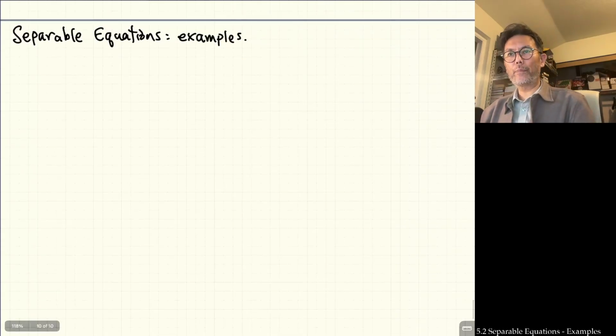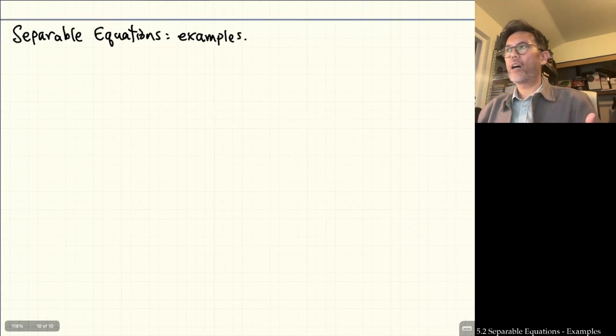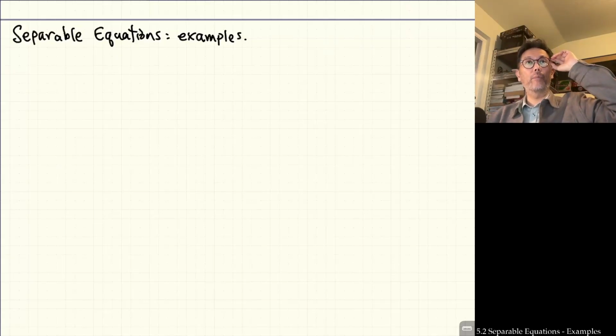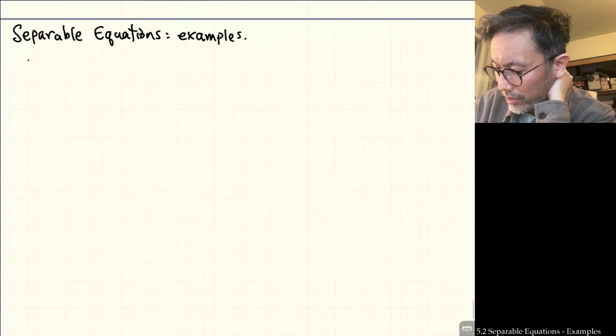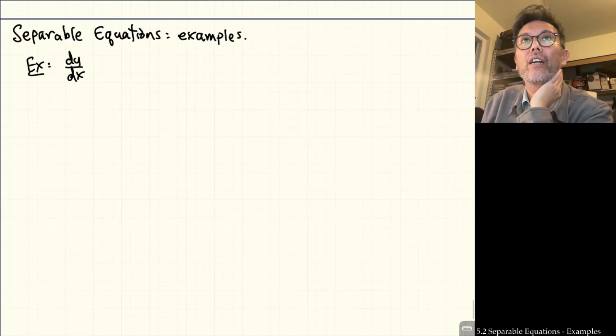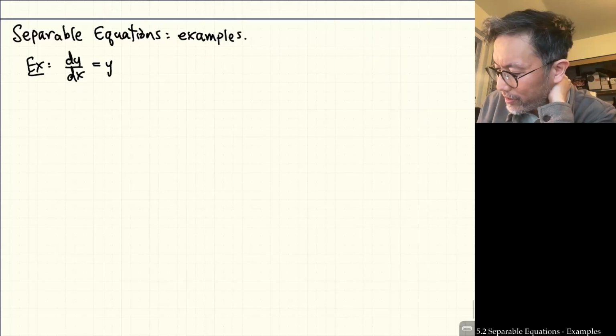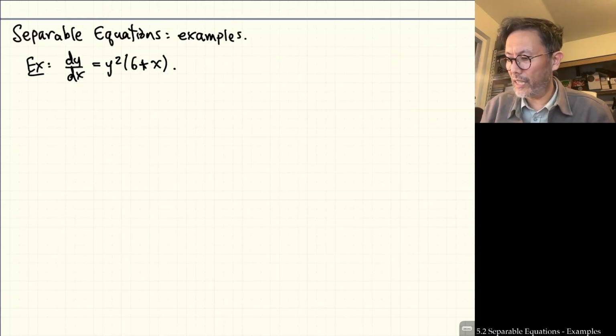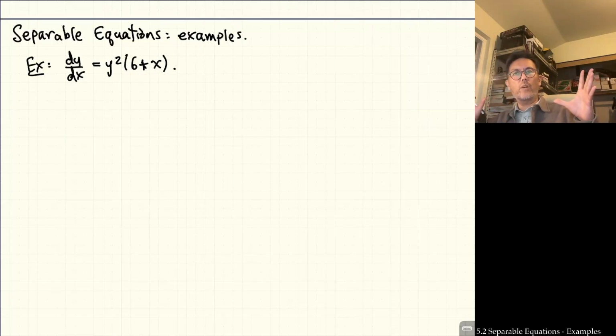So yeah, separable equations example. Let's do a very simple example first. How about something like this? dy/dx equals y squared times (6 plus x). Here it is very evident that this is separable. It's written in the other order, but you can see the idea. We've got a function of y only and a function of x only, and dy/dx is being set equal to the product of these.